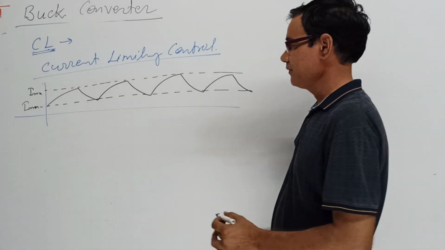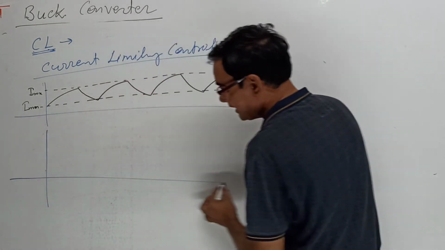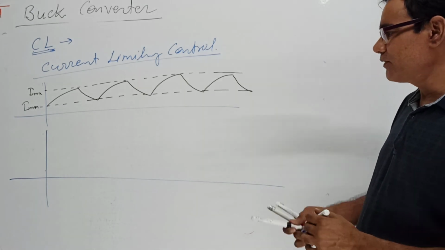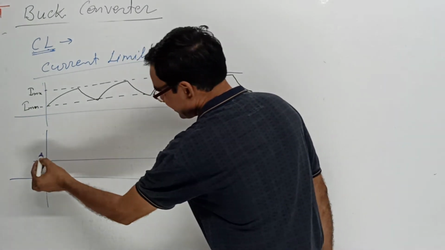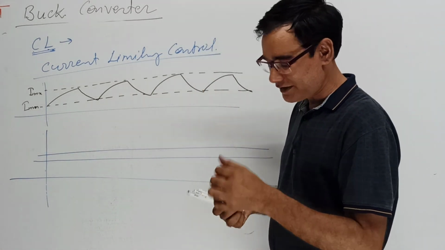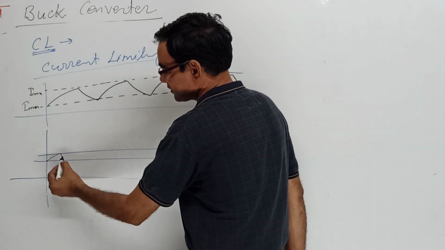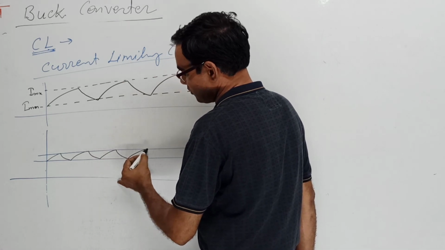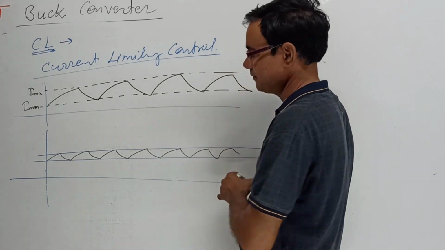Current limiter. Suppose that we maintain the current almost constant, with less ripple required. So we will maintain the current between the minimum value and the maximum value. What happens? We try to maintain it. When on, the current varies, then off, then on, then off, repeatedly, like this.